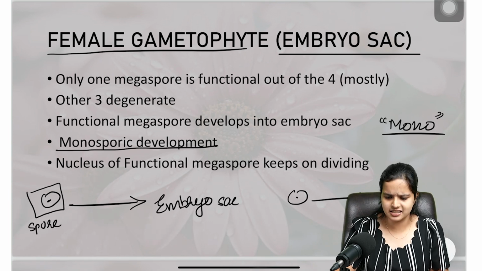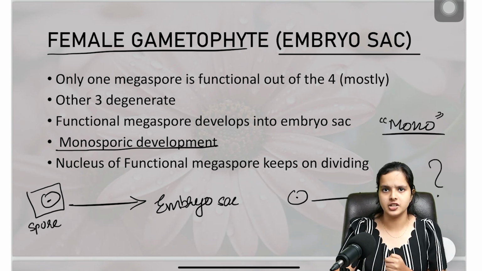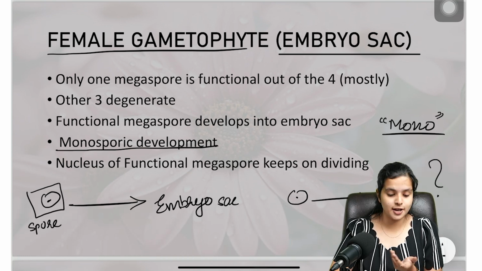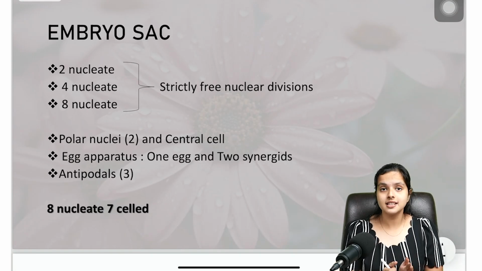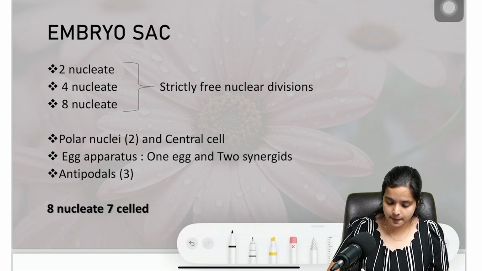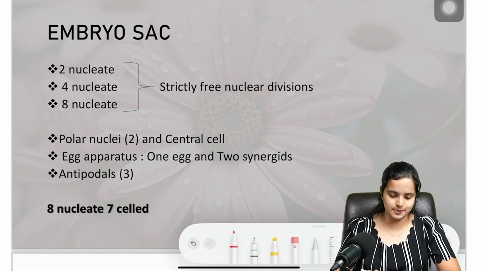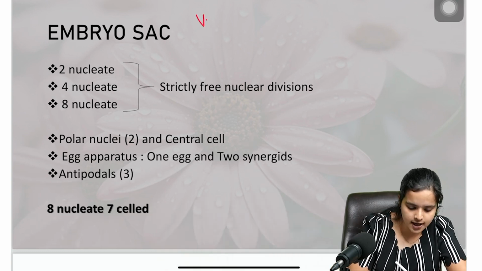Or will you get just a single cell? That's a question, right? So we have to look into it. We have to look into the structure of an embryo sac. Let's look into the structure of an embryo sac. This is again one of the most important topics of your syllabus. The embryo sac. It is very important.